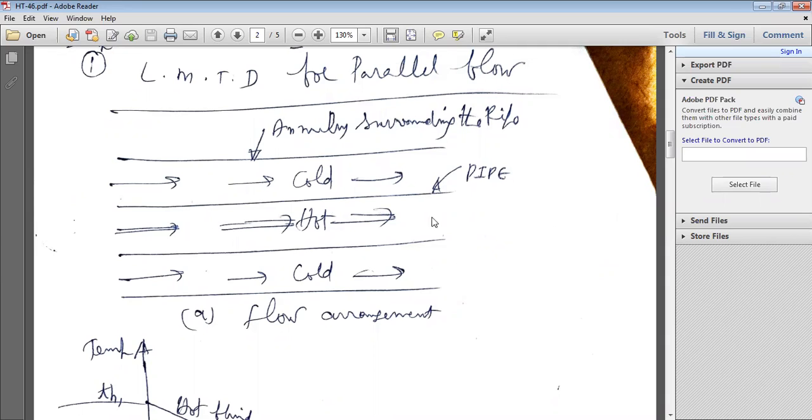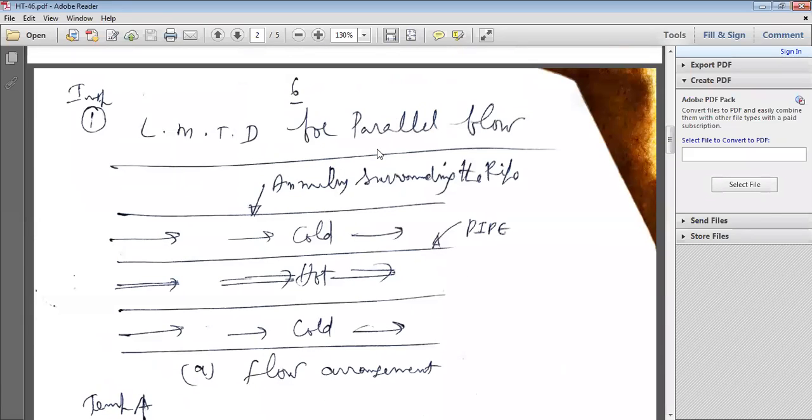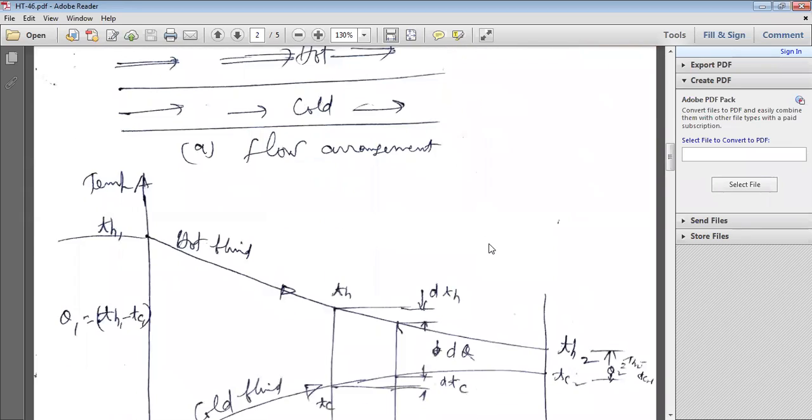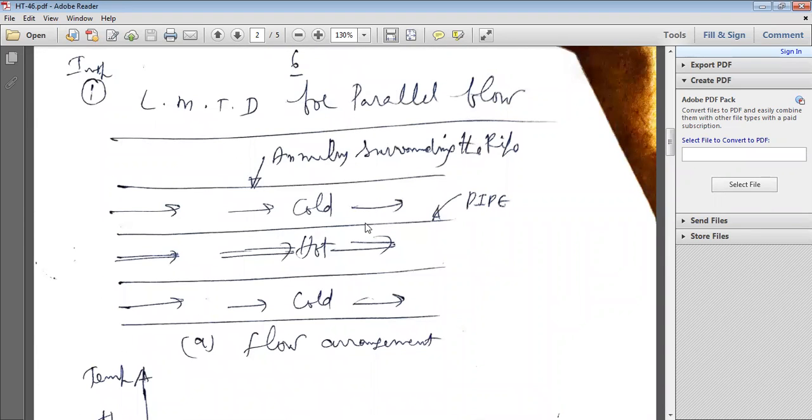So hot fluid is flowing in the positive x direction. At the same time, cold fluid is also flowing in the positive x direction. The flow arrangement for this parallel flow heat exchanger will be like this. Hot fluid flowing in the positive x direction, at the same time cold fluid also flowing in the same direction, that is positive x direction. That is up to the flow arrangement of this parallel flow heat exchanger.